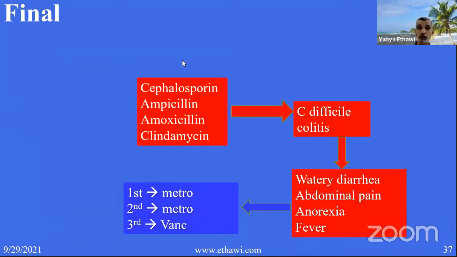Finally, remember that cephalosporins, ampicillin, amoxicillin, and clindamycin are causes of colitis, with watery diarrhea, abdominal pain, anorexia, and fever. So what you do, the first choice is metronidazole, second choice is vancomycin, and the third choice is another agent. Now you can see that we did not mention metronidazole for diarrhea in general, and I know many people use it for diarrhea. That is a really disaster.